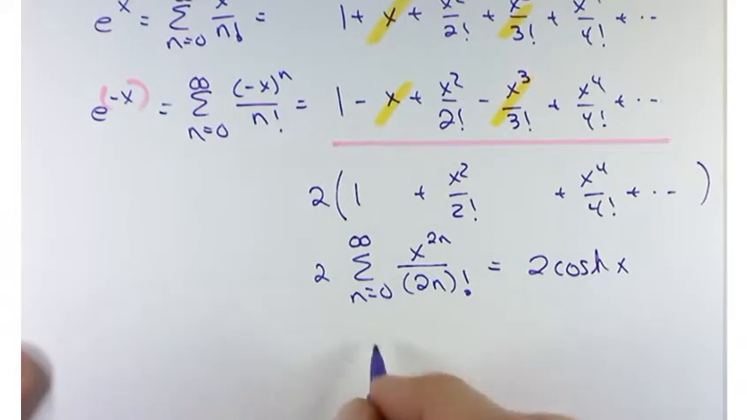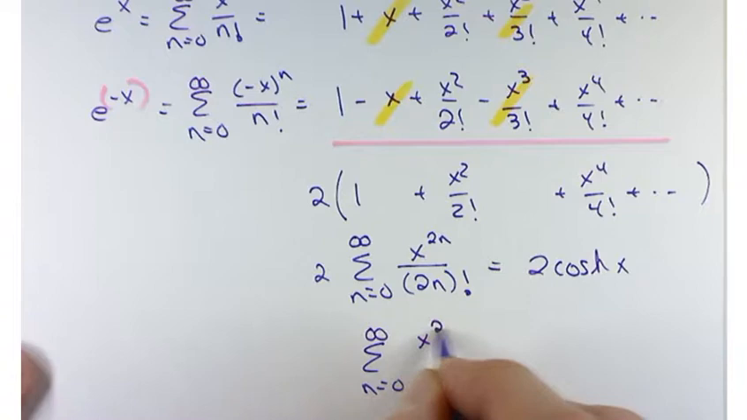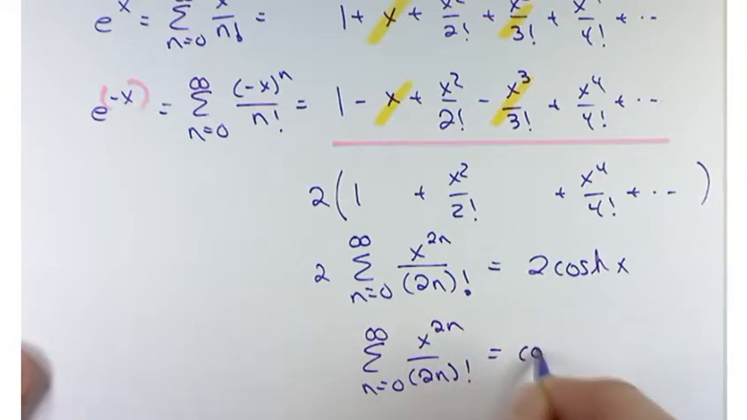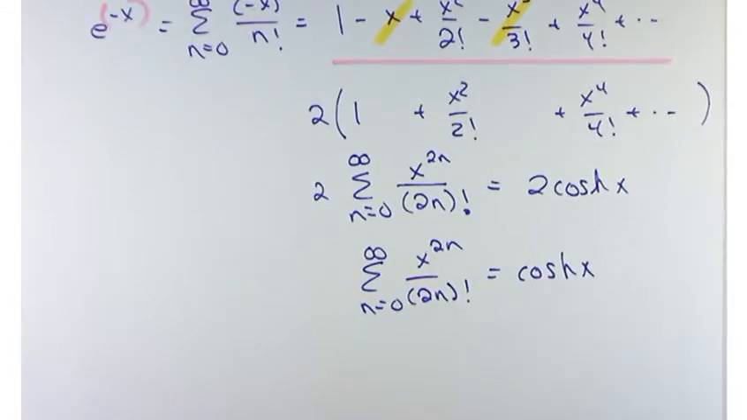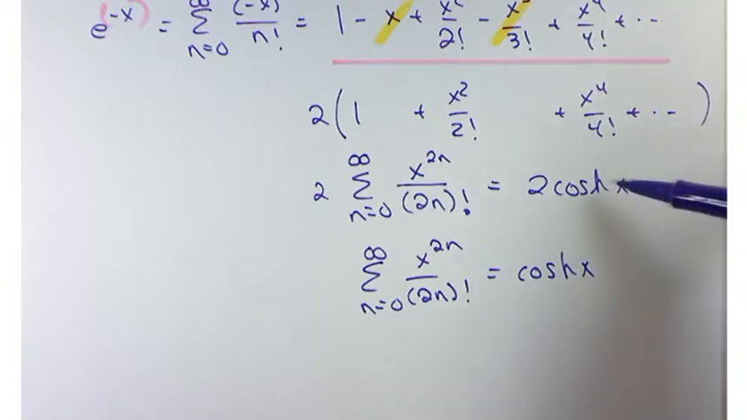But let me just point out that you can also get the sum from n equals 0 to infinity of x to the 2n over 2n factorial is simply cosh of x. So we kind of get that for free, right? Just divide out the 2 on both sides. This is what they were looking for.